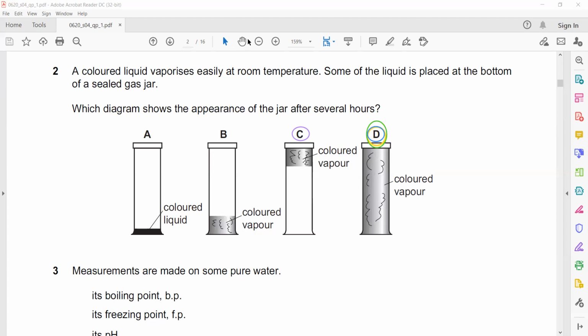So a colored liquid vaporizes easily at room temperature. Some of the liquid is placed at the bottom of a sealed jar. Which diagram shows the appearance? So what happened, the liquid is there, when it turns into vapor, it will vaporize and spread throughout the container. That's why D is the right answer.